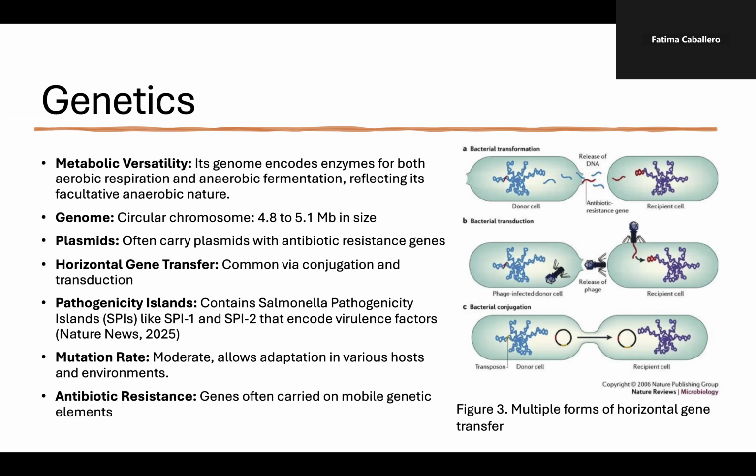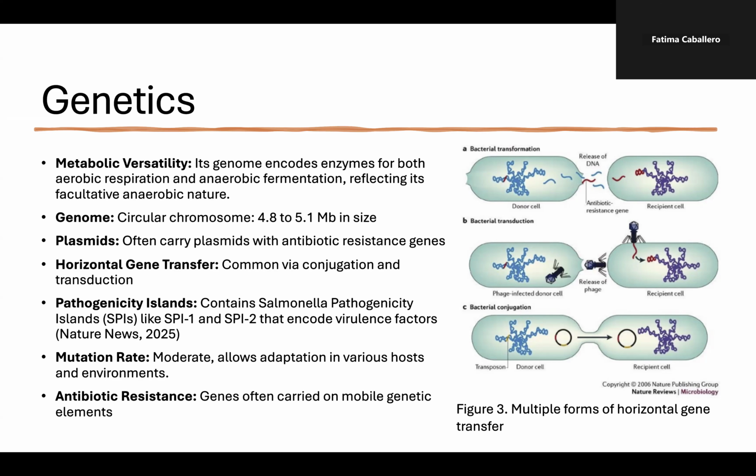Salmonella enterica has a really flexible genome that helps it survive in lots of different environments. Its main chromosome is circular and ranges from about 4.8 to 5.1 megabases in size. This chromosome includes genes that let it carry out both aerobic respiration and anaerobic fermentation, so it can adapt its energy making process based on its surroundings. It also carries plasmids, which are small pieces of circular DNA that can be shared between bacteria. These plasmids often contain antibiotic resistance genes. That's one reason some strains of Salmonella are so hard to treat.